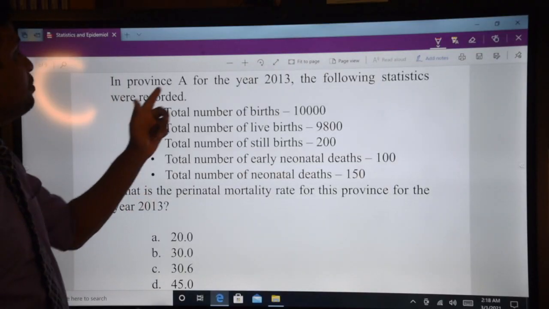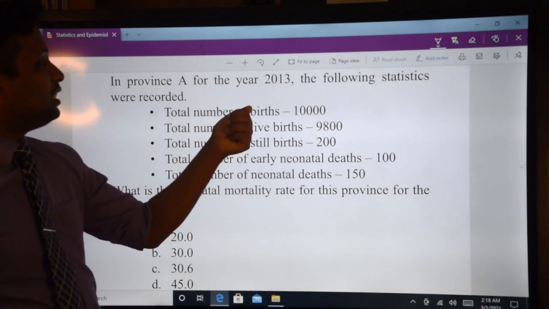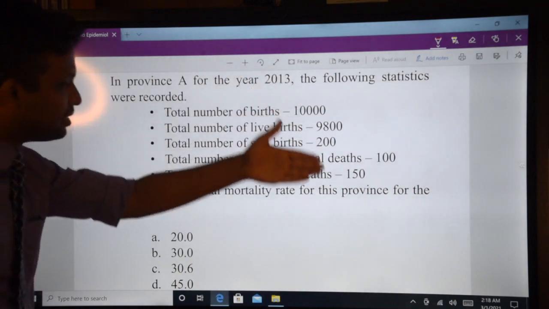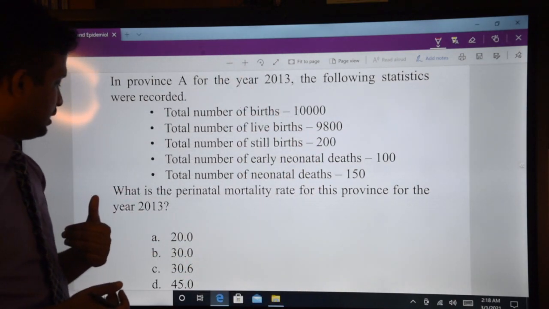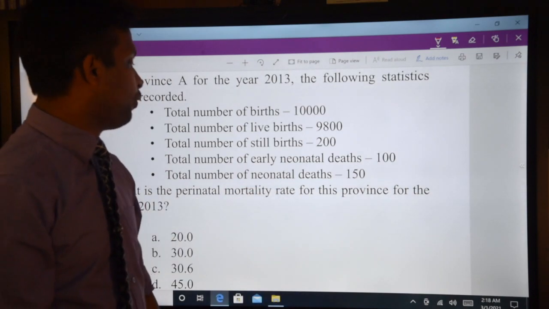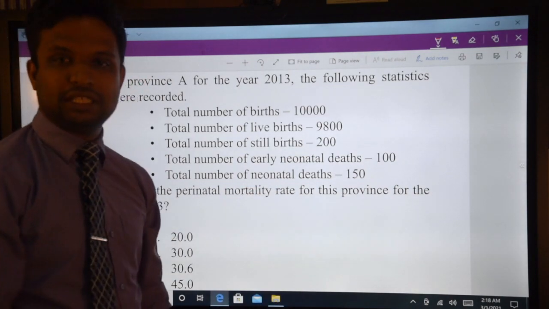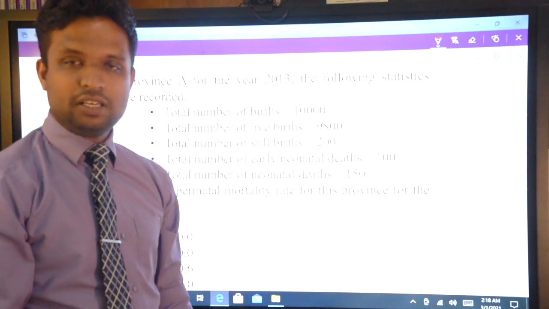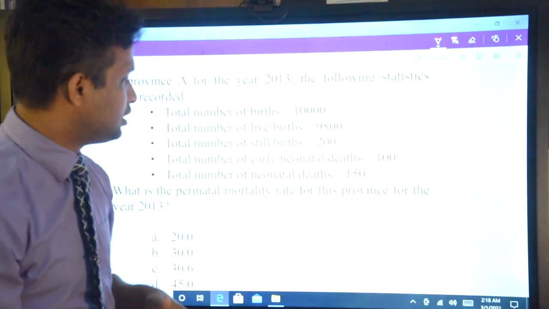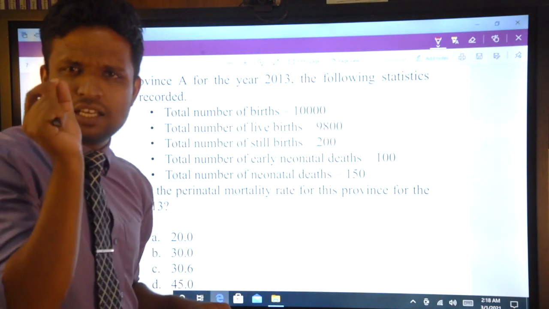The question is, in a province A, for the year 2013, the following statistics were recorded. There are certain number of statistics and you are asked to calculate the perinatal mortality rate for this province for the year 2013. It's a very simple one. If you have gone through your demography lecture notes, you can easily get the answer for this one. But there's a tricky point.